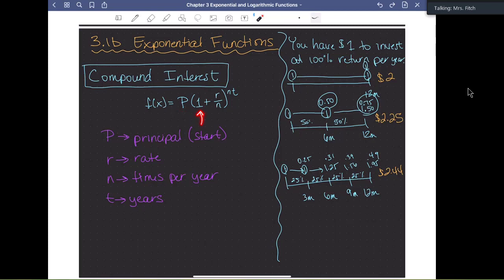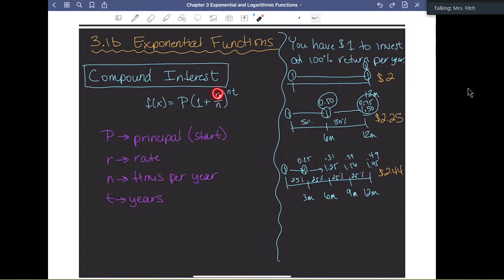The 1 really stands for 100%, because with compound interest, we are hoping that we are making money. So we have 100%, which is what we started with. And then plus would be the fact that we are gaining or making money. If we were losing money, guess what this would be? This would be a minus, right?